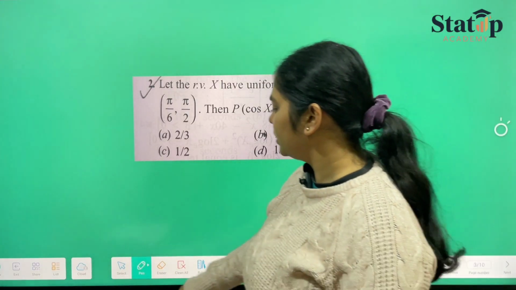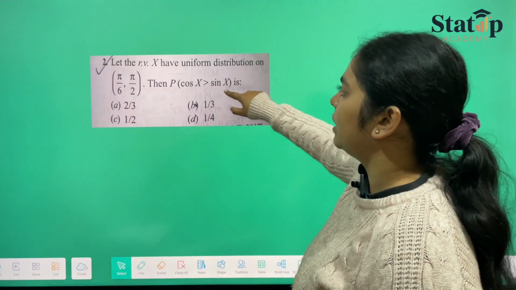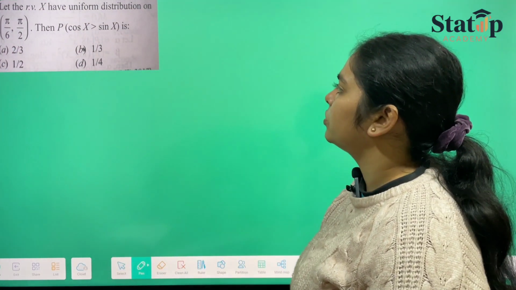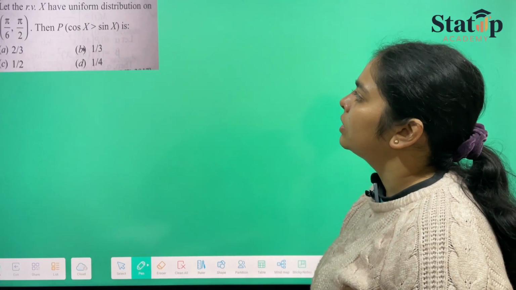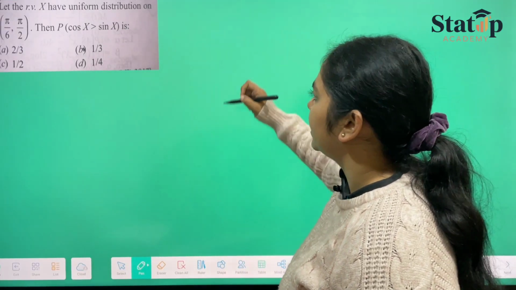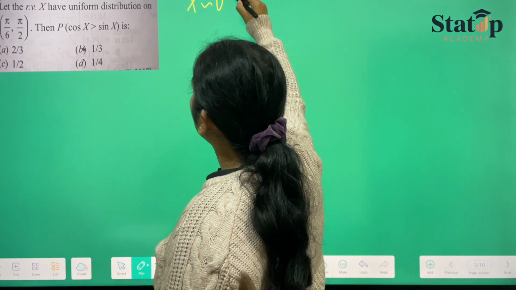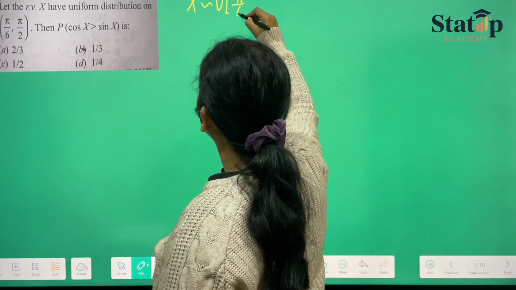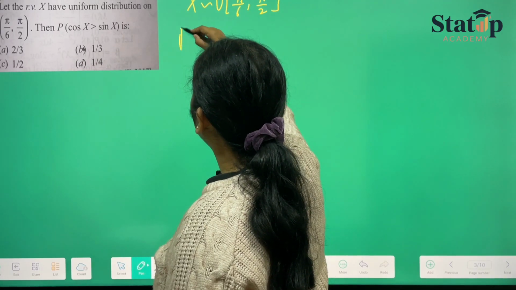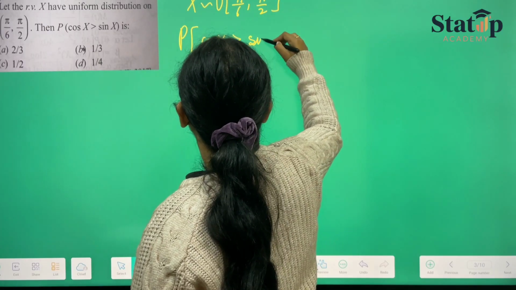Moving forward to another kind of question. Here they have given us that a random variable x follows uniform distribution, and we need to find the probability that cos x is greater than sin x. Now they have given us x follows uniform distribution between pi by 6 and pi by 2. And they have asked us to calculate the probability that cos x is greater than sin x.